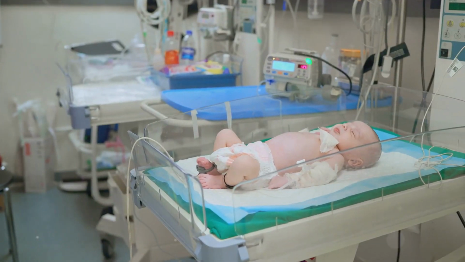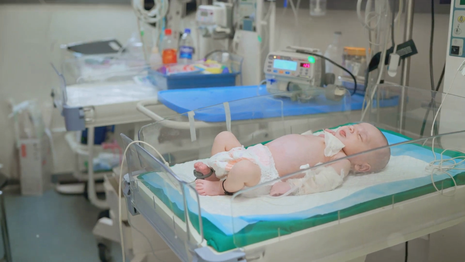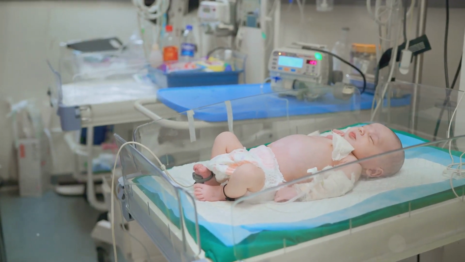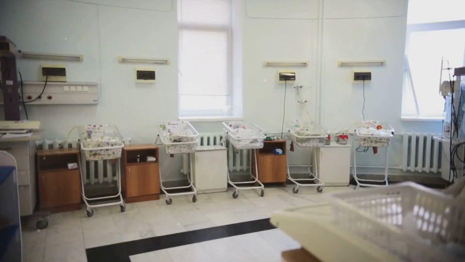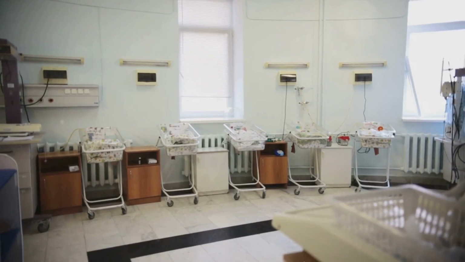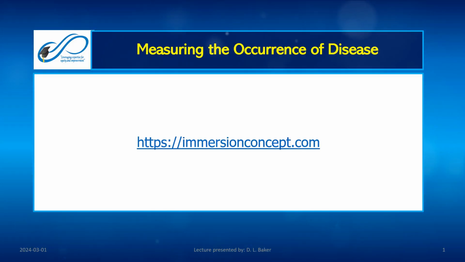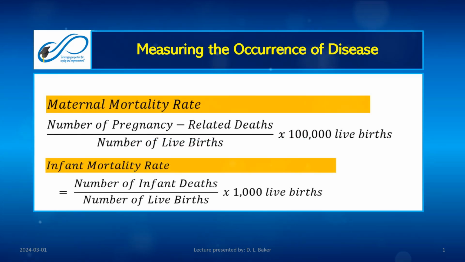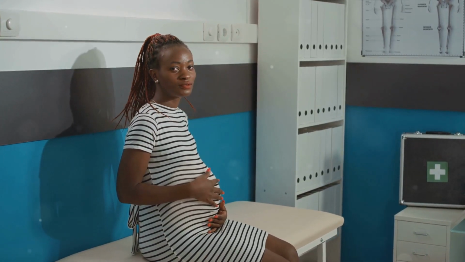In the spotlight now, we have population health indicators, crucial tools that help ascertain a community's or nation's overall health status. These indicators offer a panoramic view of various health aspects, thereby providing a comprehensive understanding of how effective a health system is. To illustrate, let's take a closer look at two such indicators: maternal mortality rate, MMR, and infant mortality rate, IMR.